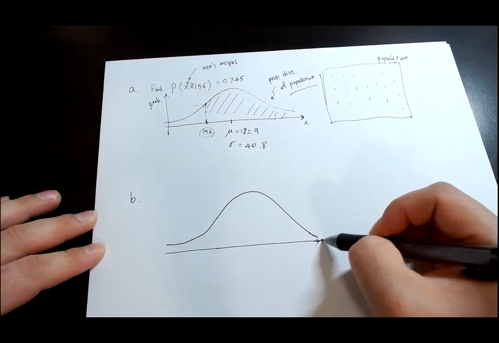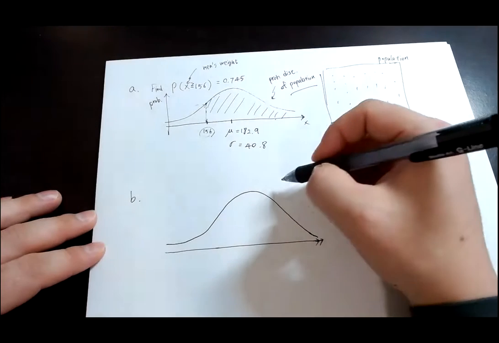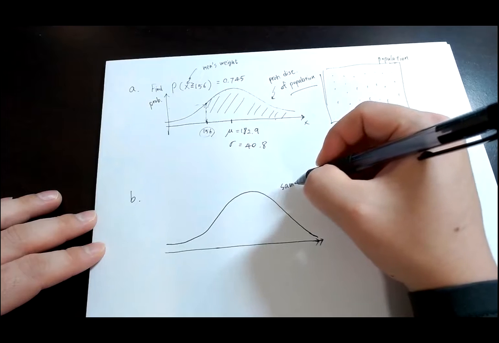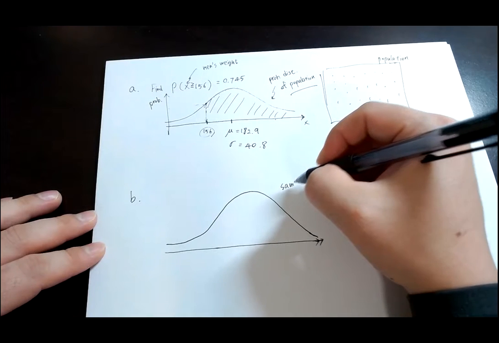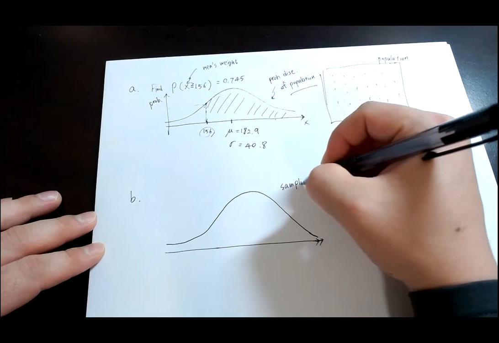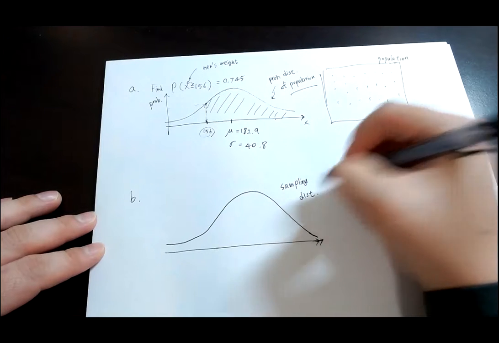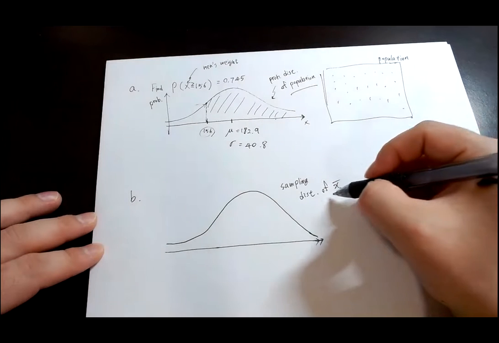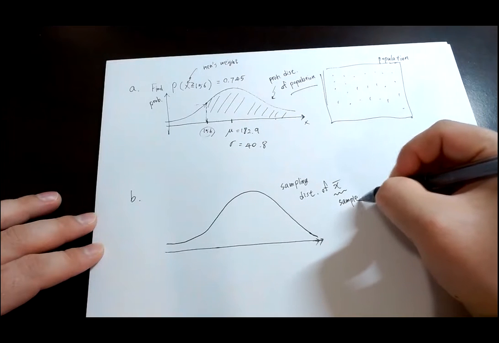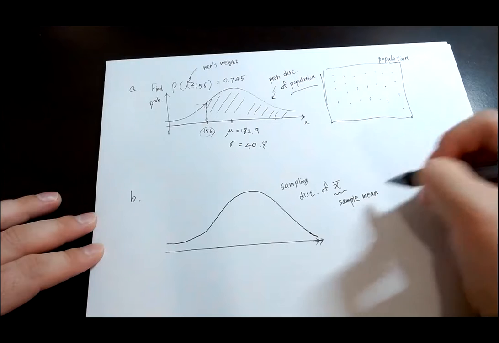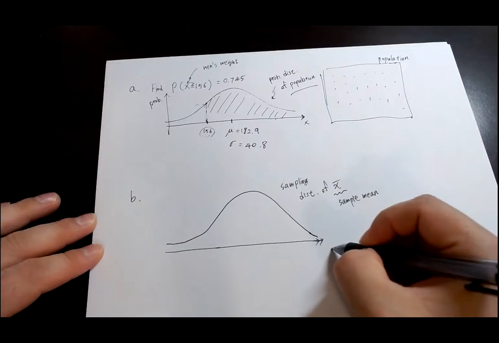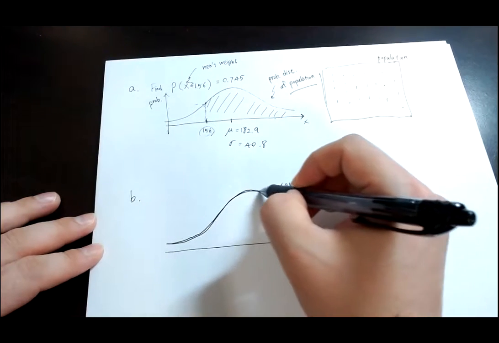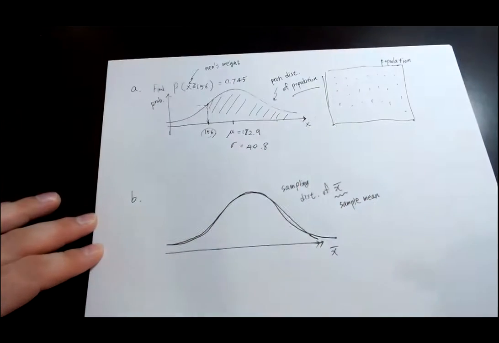How can you guarantee the sampling distribution? Give me the sampling distribution first. Sampling distribution of the x bar, sample mean. The x bar means the sample mean. Okay. So now this is the x bar right here. This should be bell shape, like this.